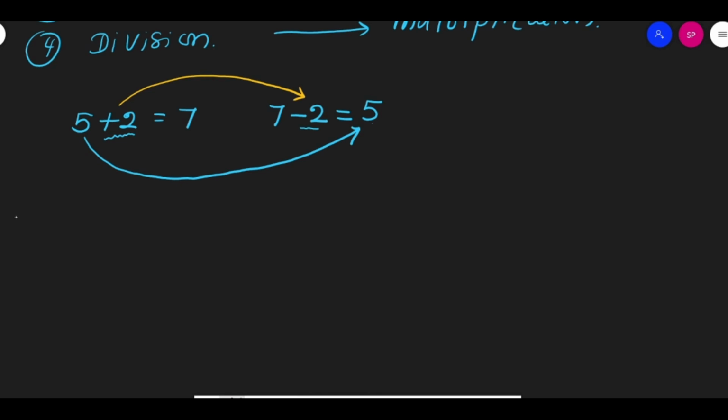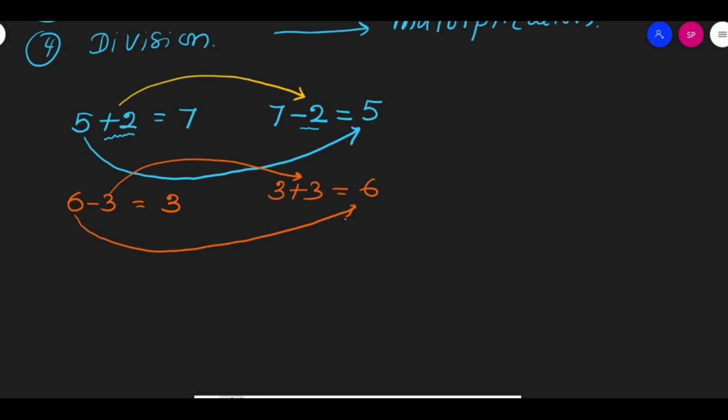So I will show another example. 6 minus 3. What's the answer? It is 3. Now I use 3. So what is the inverse of minus 3? Inverse of minus 3 is plus 3. So 3 plus 3 is 6. So you can get the original one. This is your original one again. So use your answer, then do the inverse operation, and you can get the original value.